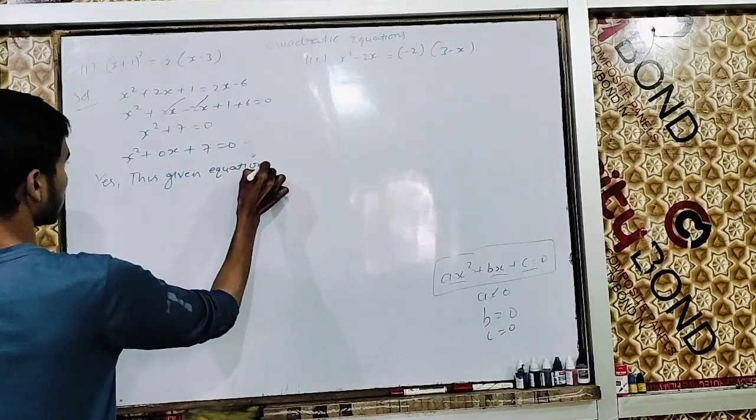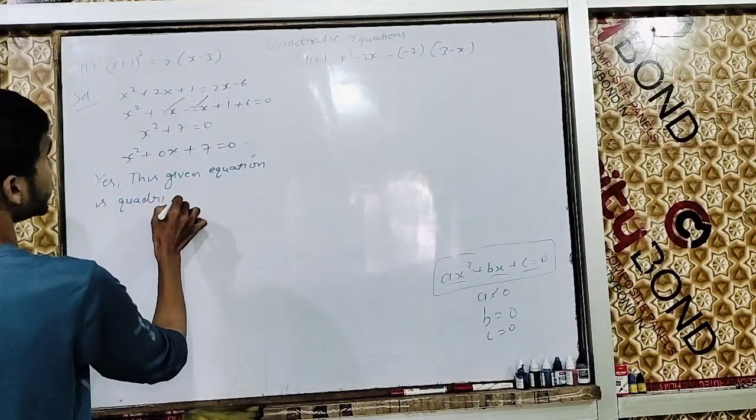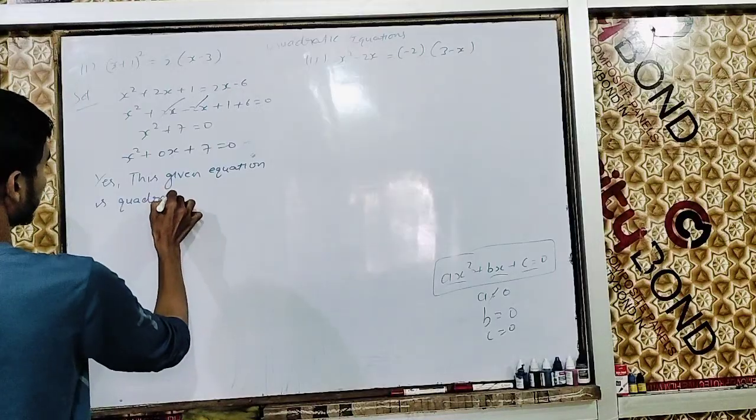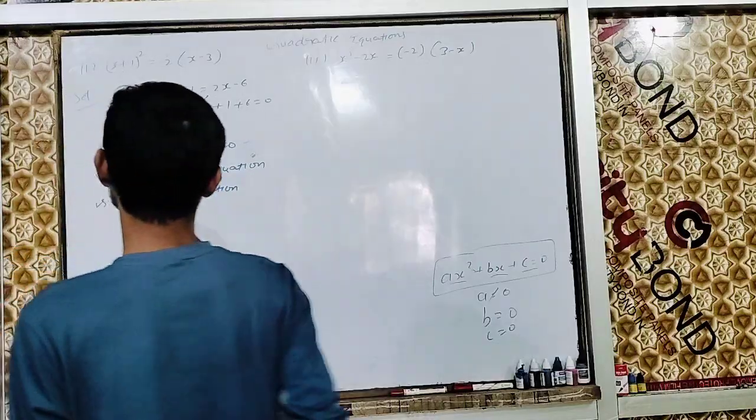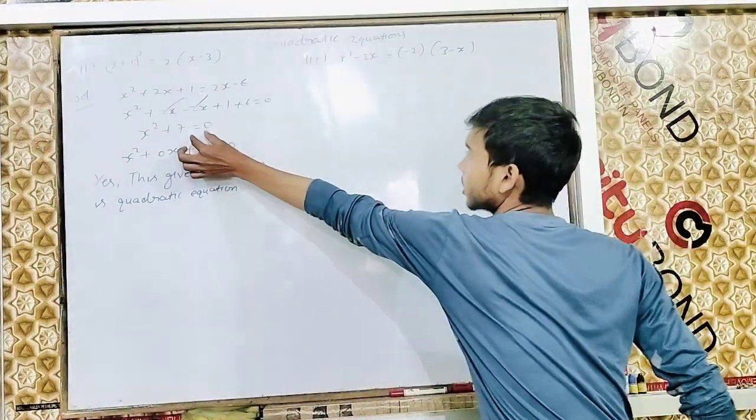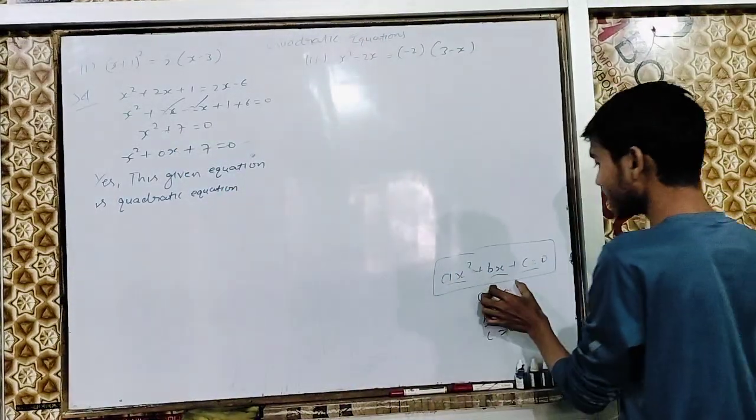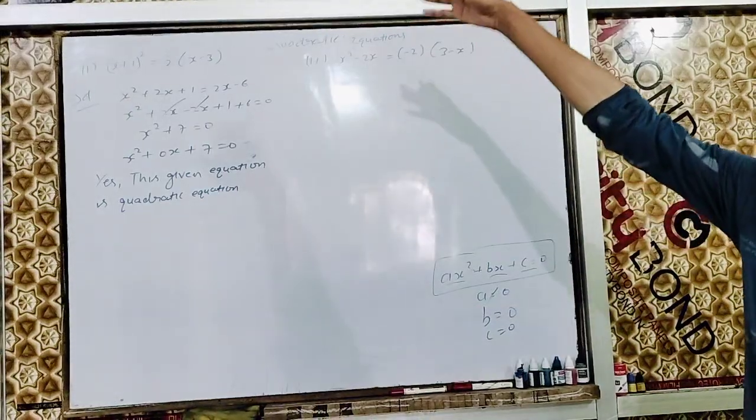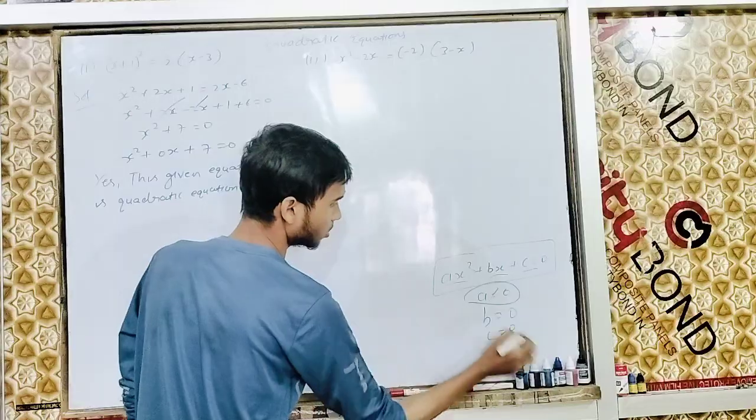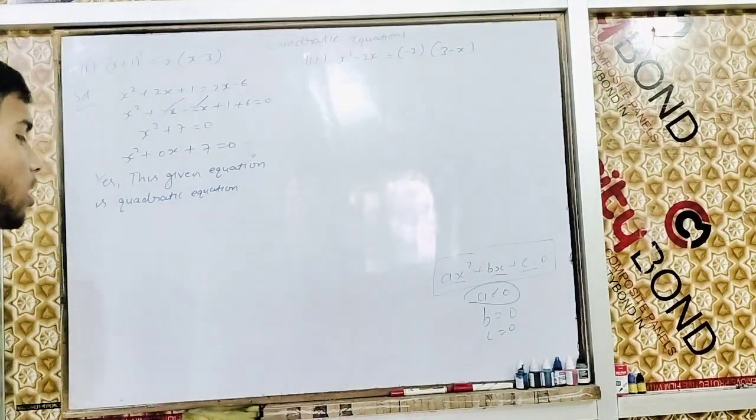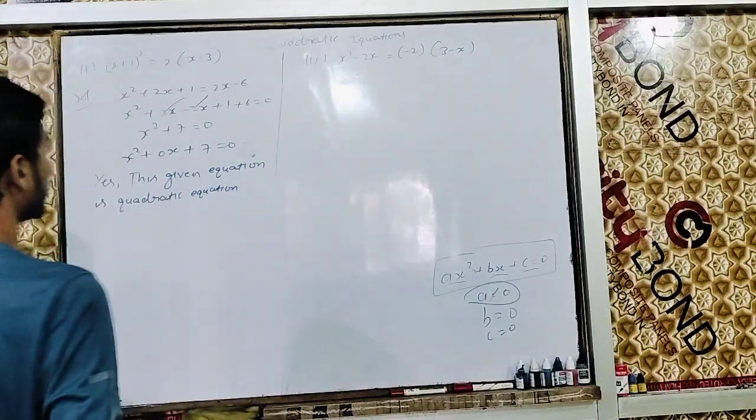This given equation is a quadratic equation. Clear? Because this came in this form. That's why we are saying that this is a quadratic equation. The condition is that a should not be equal to 0. If b is coming as 0, then it will be okay. So now let's see for this.